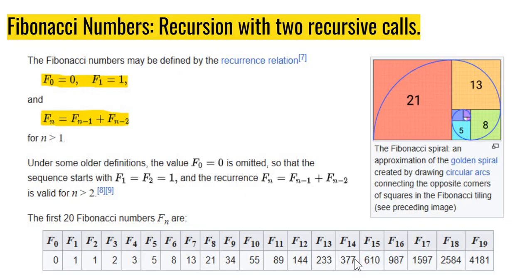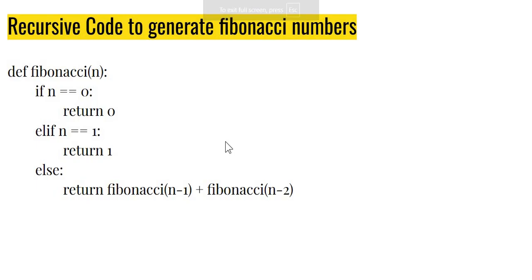In fact, this, like I said, is a very fascinating series, with lots of interesting properties. One such thing you might have seen before is this thing called the Fibonacci spiral. So, it looks quite nice actually. To implement this in Python code, I can write a recursive function.